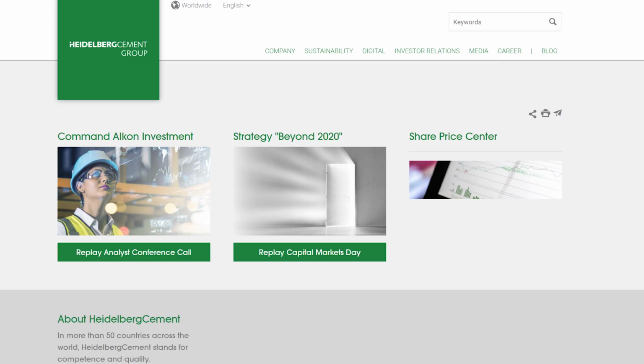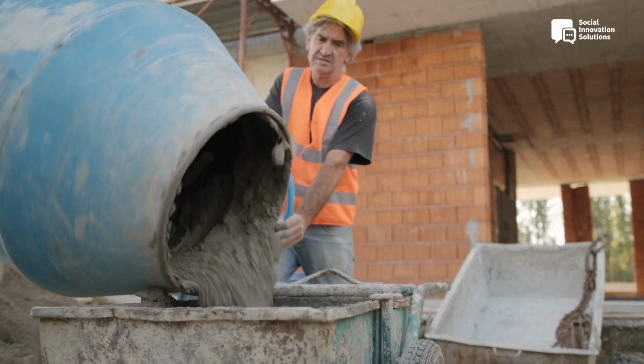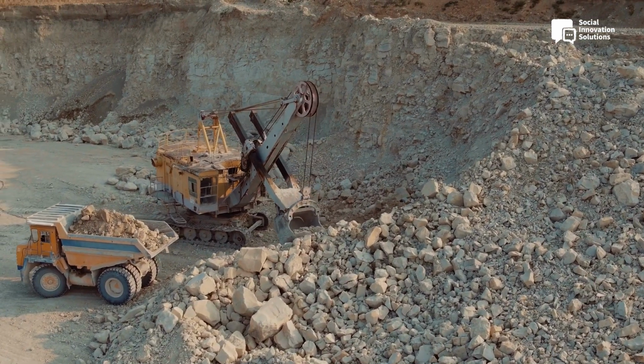Going to Romania, let's take a case study of a company called Heidelberg Cement. Heidelberg Cement is one of the world's largest manufacturers of building materials used in the construction of houses, traffic routes, commercial and industrial facilities. The core activities of Heidelberg Cement include the production and distribution of cement and aggregates, the two essential raw materials, let's call them, for concrete.